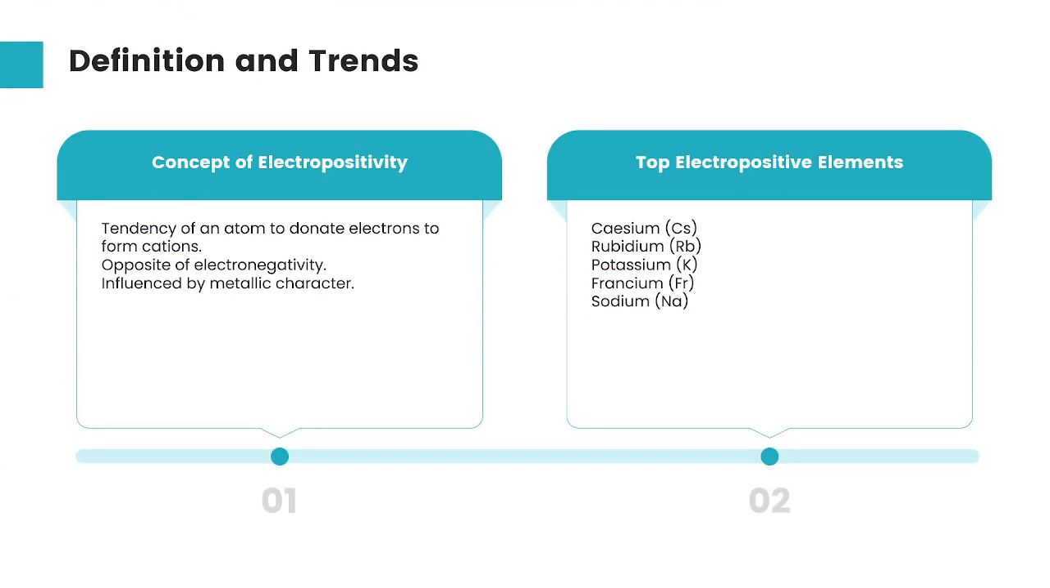Electropositivity. Electropositivity is defined as the tendency of an atom to donate electrons to form cations. It is the opposite of electronegativity, influenced by metallic character. The top electropositive elements are cesium, then rubidium, then potassium, francium, and then sodium.